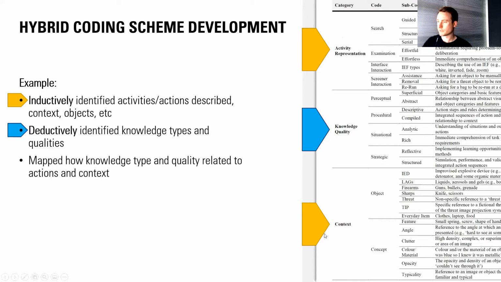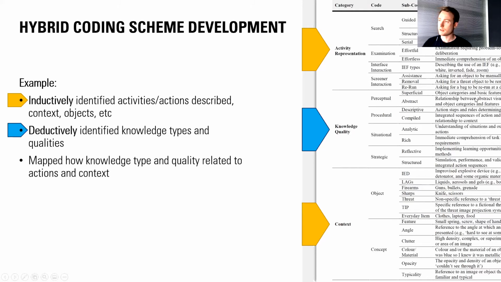During these conversations, they also spoke a lot about context, the types of objects they were looking at, or the concepts within the images that they were looking at. So these were the inductive elements that I extracted from the texts that I was analyzing. So the types of activities they were talking about, and then the details: objects, concepts, and the context.